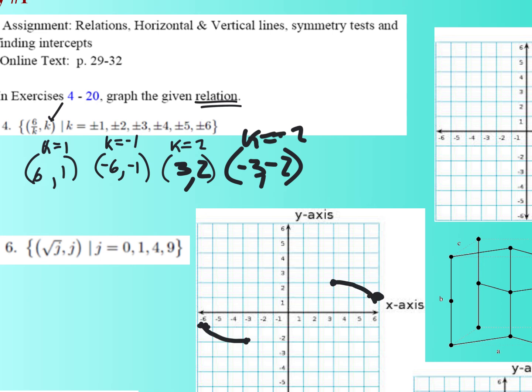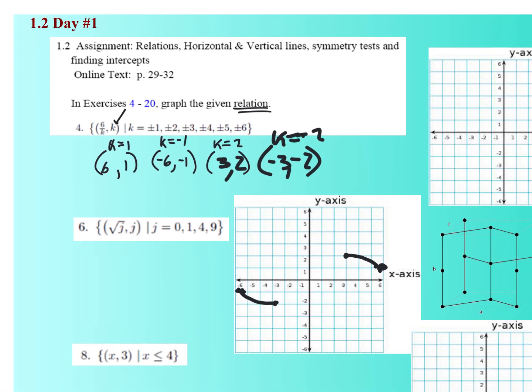And it looks to me like it's going to have different kinds of symmetry. And that's probably why they're having me do this. All right. And there's also, maybe there's going to be horizontal and vertical lines in here somewhere. All right.